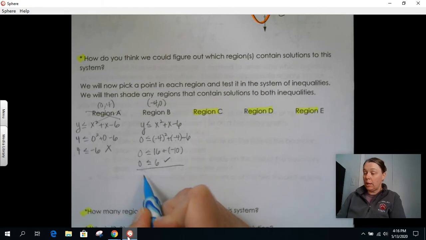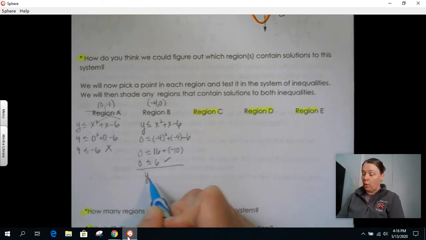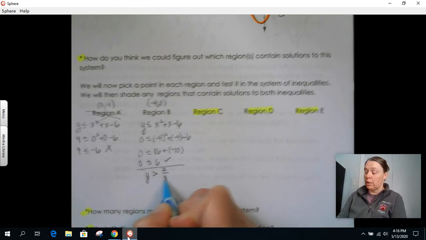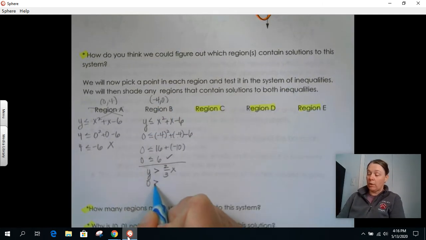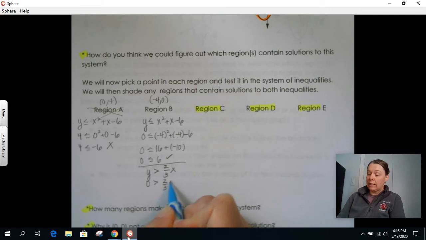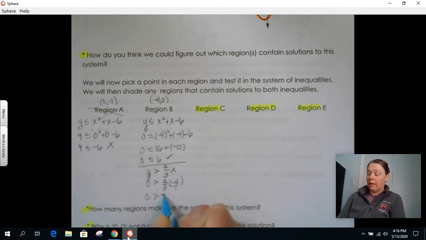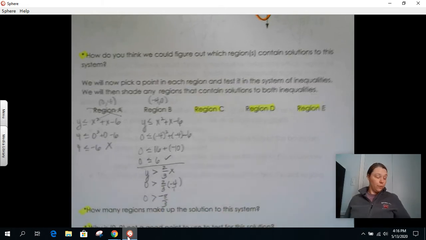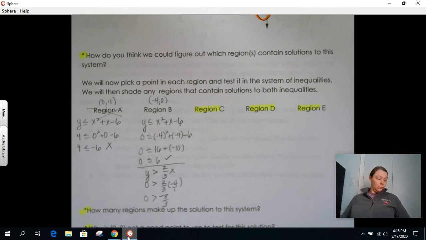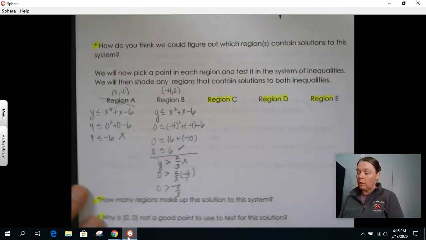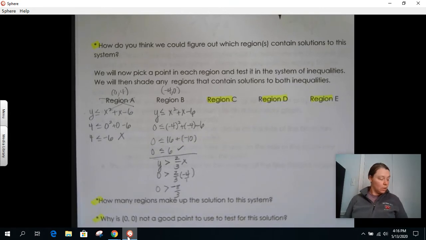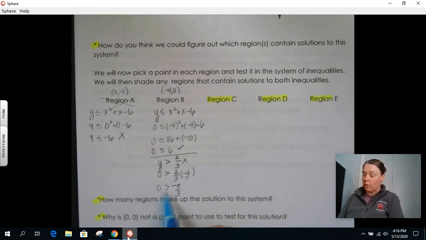Now I need to put it into the other inequality, which is y is greater than 2/3 x. I'm still putting the same point in here. So y is greater than 2/3 times -4. So is 0 greater than, this would be -8/3. So is that true? Yes. Okay, that is true, right? 0 is greater than -8/3.